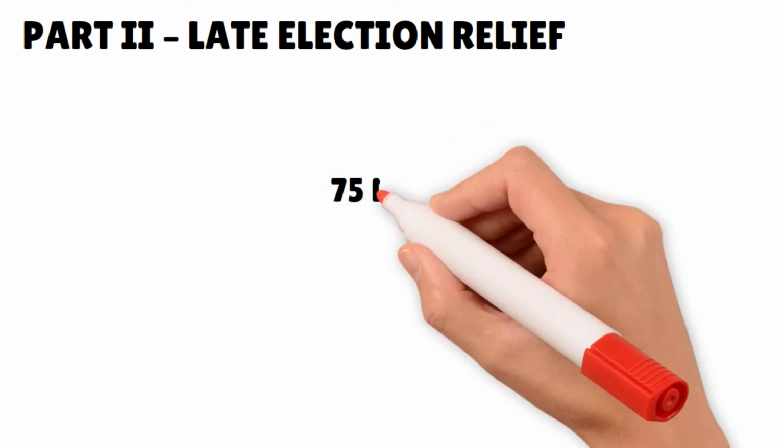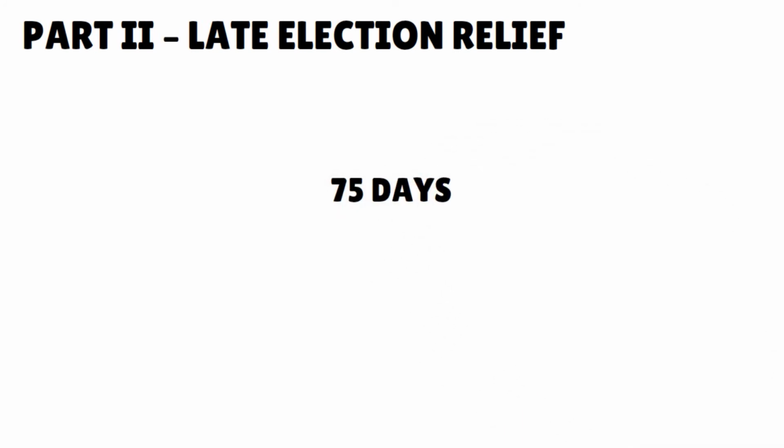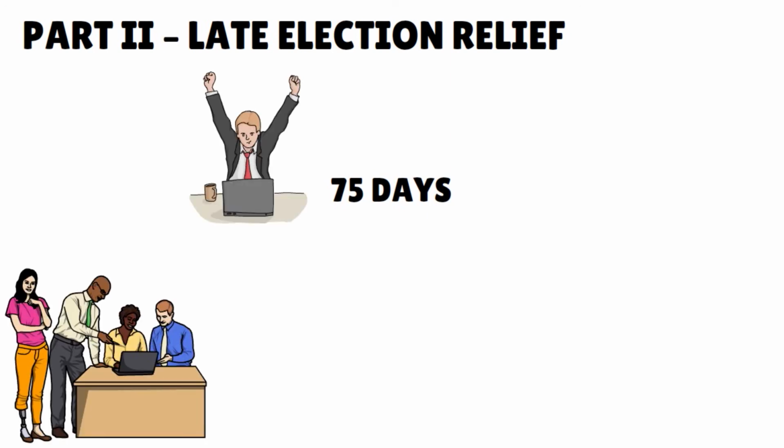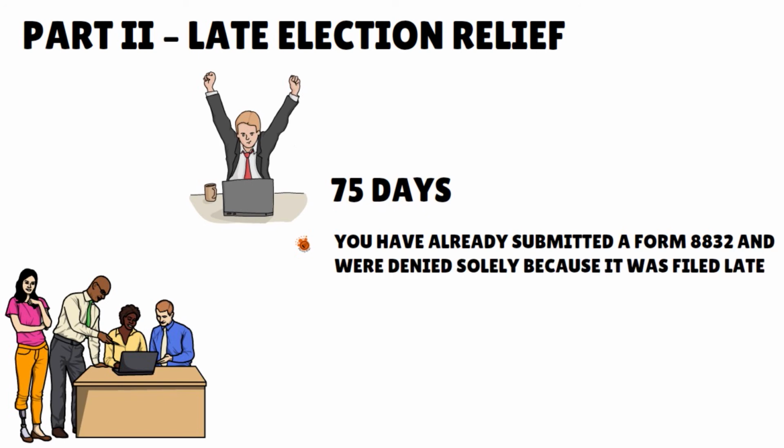Now let's talk about part 2, the late election relief. I mentioned that briefly earlier. So Form 8832 is due 75 days after the effective date. So you may be eligible for a late election relief if you meet the following criteria. And the IRS is very adamant, very thorough when checking whether or not a taxpayer meets this criteria. So you need to meet the following criteria. You have already submitted a Form 8832 and were denied solely because it was filed late.